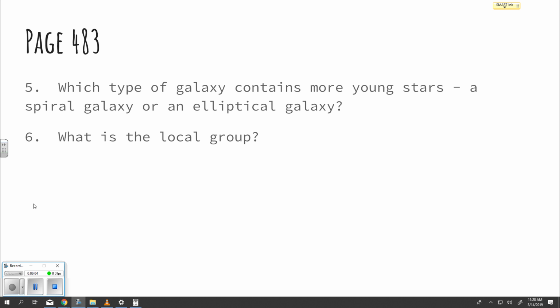Question 5. Which type of galaxy contains more young stars, a spiral galaxy or an elliptical galaxy? Answer is spiral.